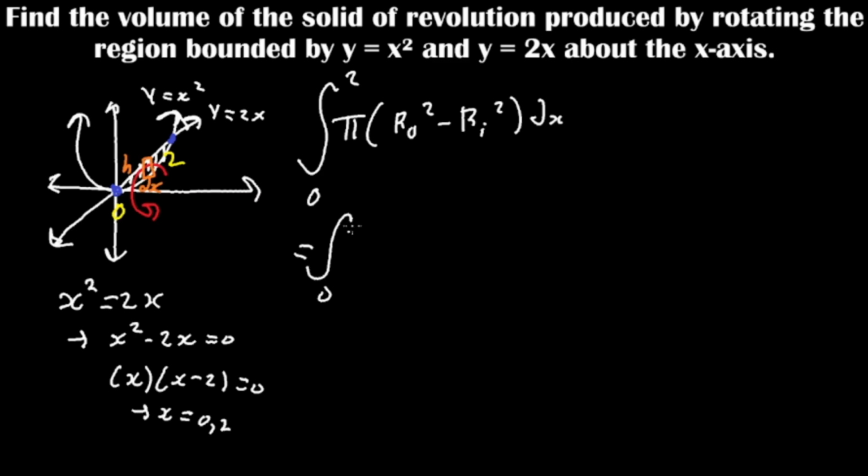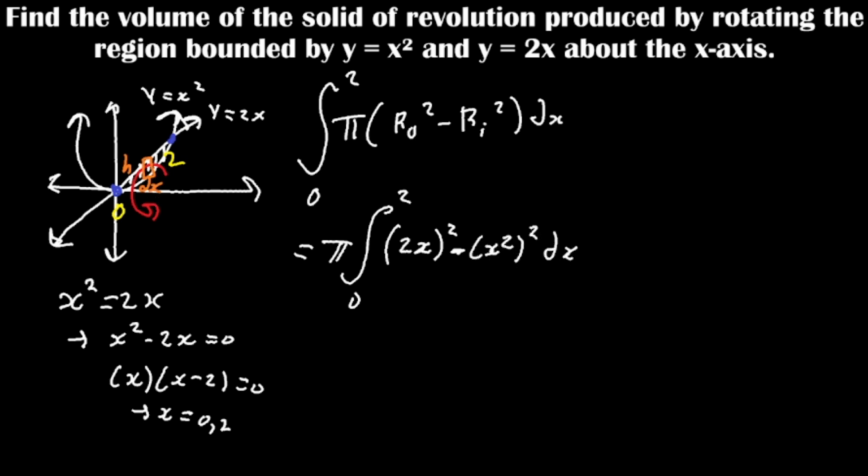Your outside r is the one farthest from your axis of rotation. So that's the integral from 0 to 2. And then let's pull out that pi. And then what's our outside r? That's going to be 2x, because that's farther from the axis of rotation. So 2x, whole thing squared. And our inside r, the one that's closer, is x squared, whole thing squared, dx.